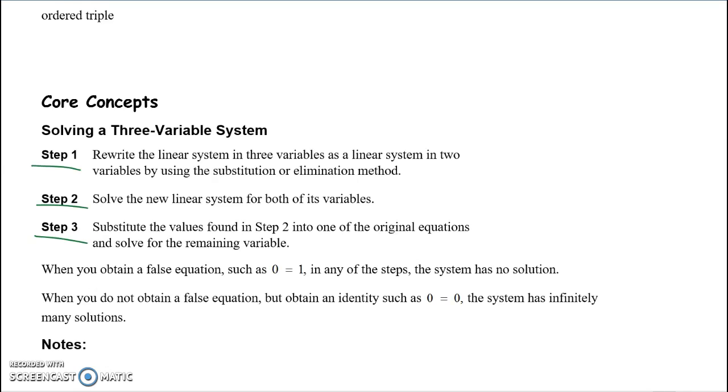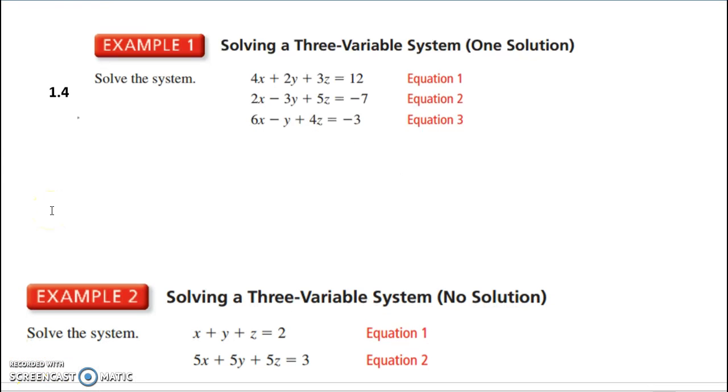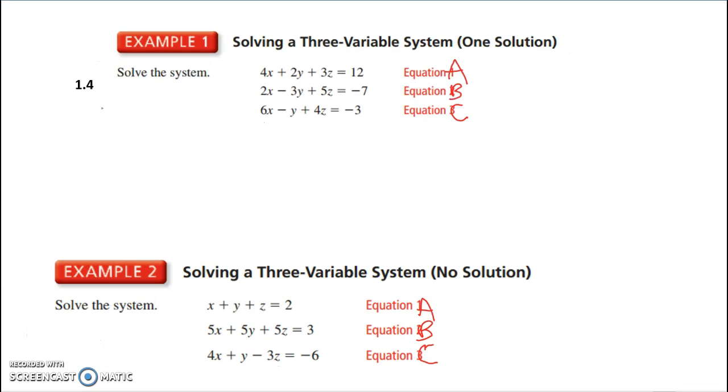We're going to take a look at examples in our notes packet. So go to example 1, starting with 1.4, and we want to solve this system. To solve example 1, I'm going to look at this like equation A, B, and C instead of 1, 2, 3. So I'm going to label each of them A, B, C. And I want to pick one variable to eliminate.